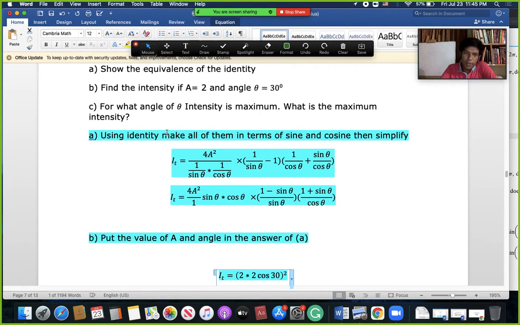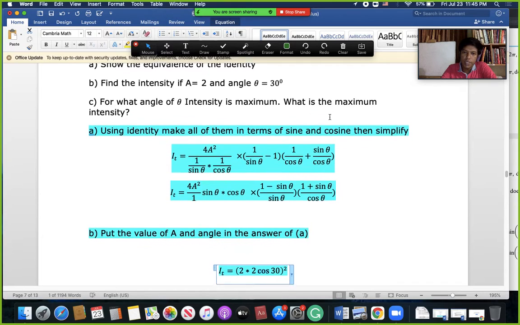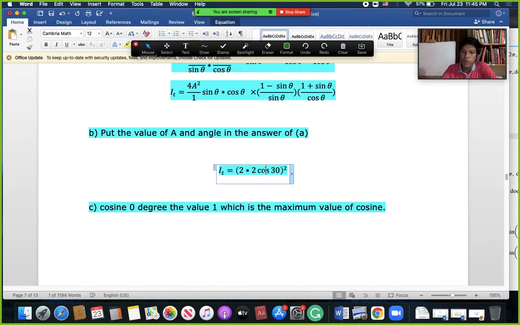And for B number, you will just have to put A equal to and theta equals to what? For what angle theta is this maximum? We will have to look at for what value of sine, cosine the answer can be maximum. It is actually 0 degree. And it makes sense.